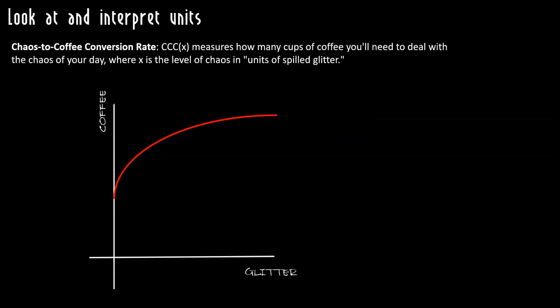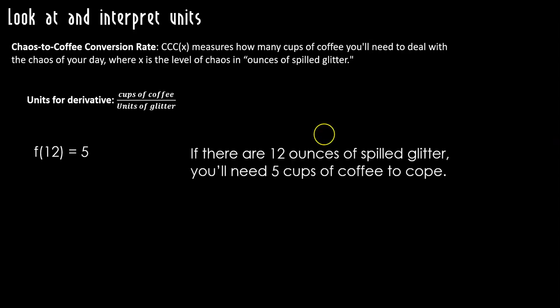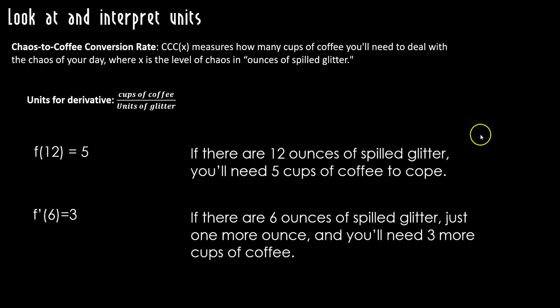So let's break this down more. The units for the derivative are going to be cups of coffee per units of glitter. Now if I say f of 12 is 5, that means if there are 12 ounces of spilled glitter, you'll need 5 cups of coffee to cope. If I say f prime of 6 equals 3, that's 3 cups per unit of glitter. Keep in mind that 3 is the derivative. If there are 6 ounces of spilled glitter, just 1 more ounce, and you'll need 3 more cups of coffee.